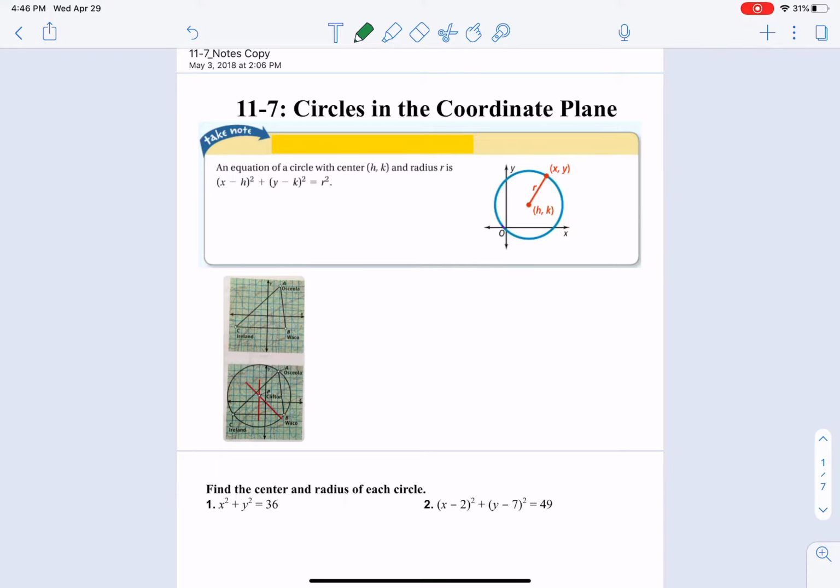We're going to look at 11.7. We didn't have time to do much in chapter 11, but I just wanted you to at least see the equation of a circle. So we talked about the great circle recently in a sphere, so we're just going to jump and look at the equation for a circle.